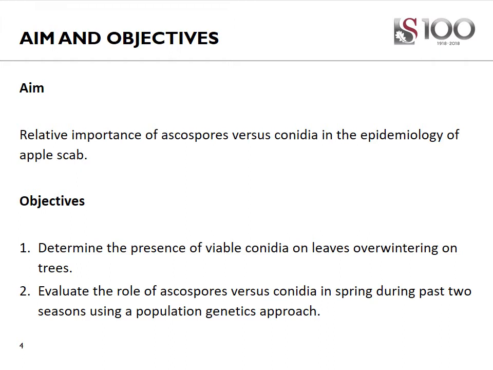Therefore, the aim of the project was to determine the relative importance of ascospores versus conidia in the epidemiology of apple scab. Two objectives were needed to reach the aim. The first objective being determining the presence of viable conidia on leaves overwintering on trees. And the second was to evaluate the role of ascospores versus conidia in spring during the past 2 seasons using a population genetics approach.